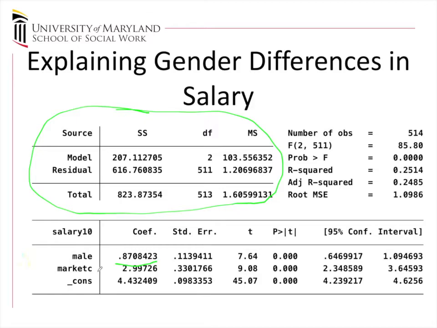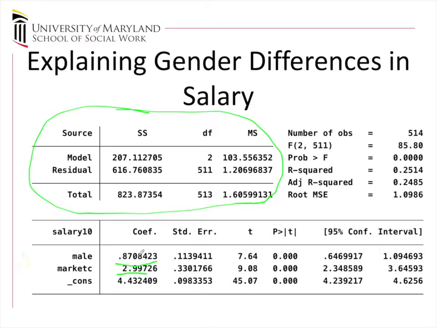So math and sciences paid higher than liberal arts. Not knowing the data in detail, my guess would be that would be the explanation here. And it turns out that both male and the market condition are statistically significant.